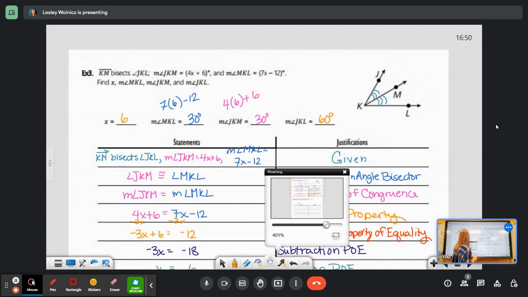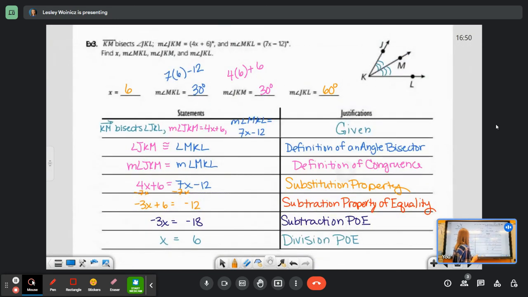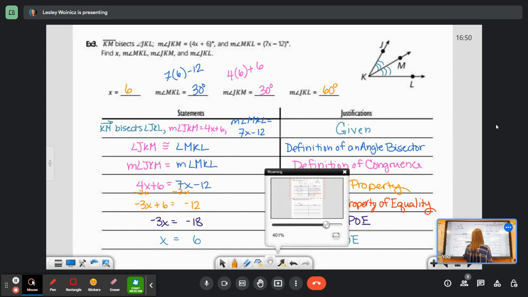Here, I'll let you look at the whole thing. So if you need to look at the whole thing, just pause it right now, and you can see the whole thing. Okay. Next.